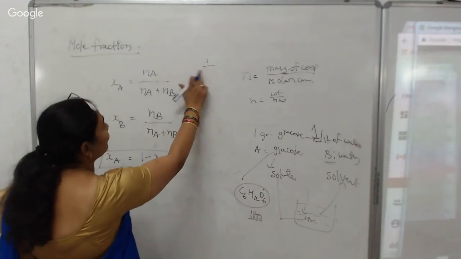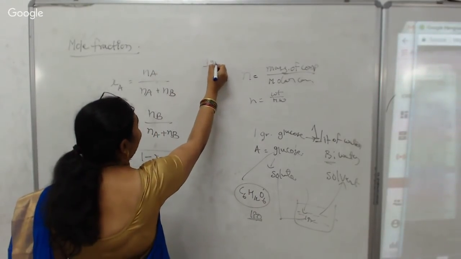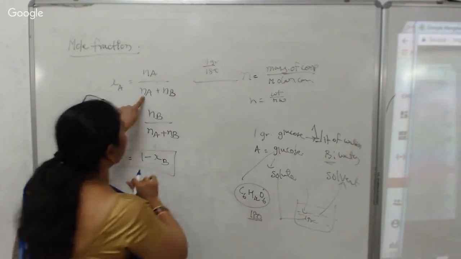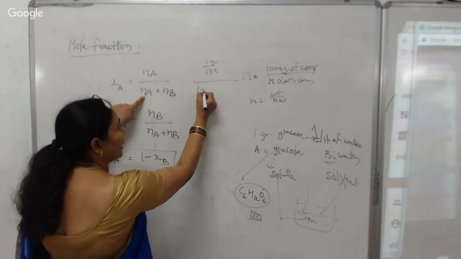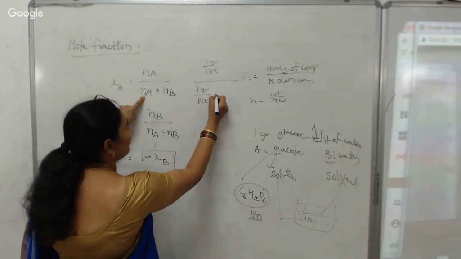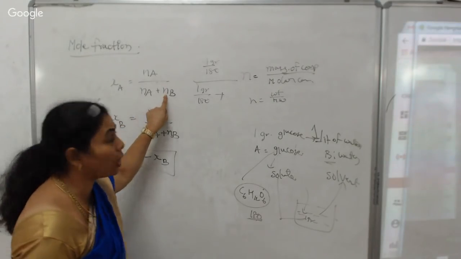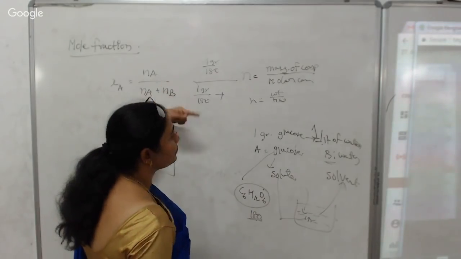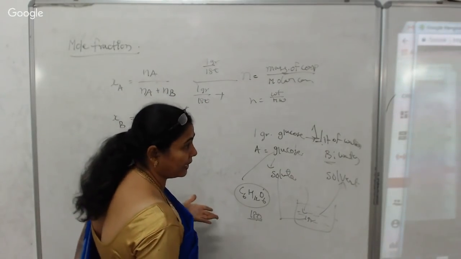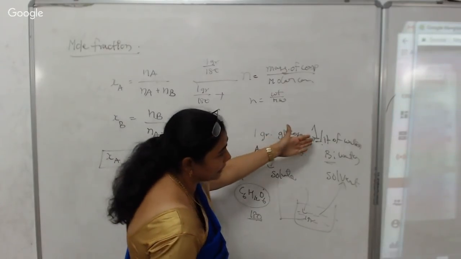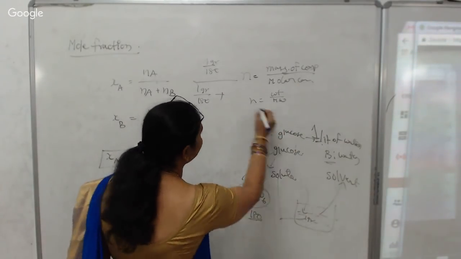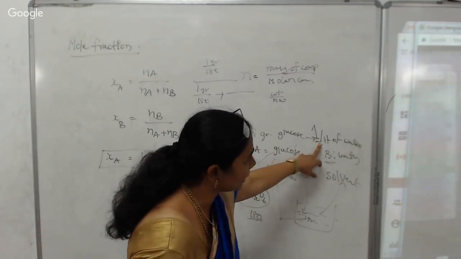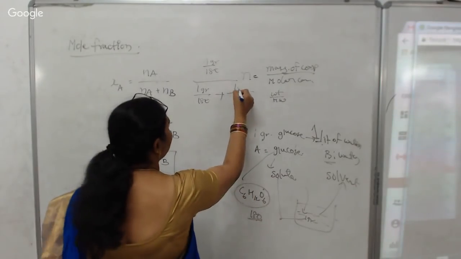So here, weight by molecular weight: the weight is 1 gram and the molecular weight of glucose is 180. Divided by, again Na you are calculating, so again you write 1 gram by 180 plus Nb. Nb is nothing but the solvent, 1 liter. Suppose if you want to write in ml, you can write in ml or you can write in liter. But here, what is the water? It is given as 1 liter.